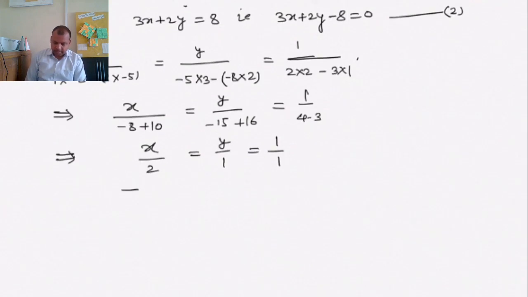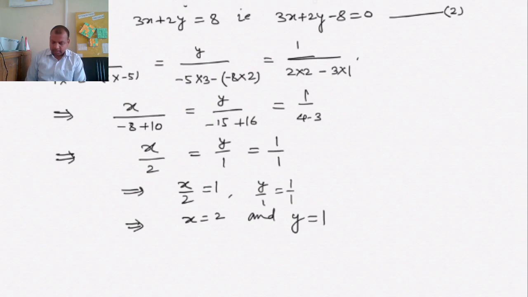So now we can solve them by taking first and the last term. x upon 2 is equal to 1 and y upon 1 equals to 1 upon 1. And this gives us x is equal to 2 and y is equal to 1. This is the solution of these equations 1 and 2 by cross multiplication method.